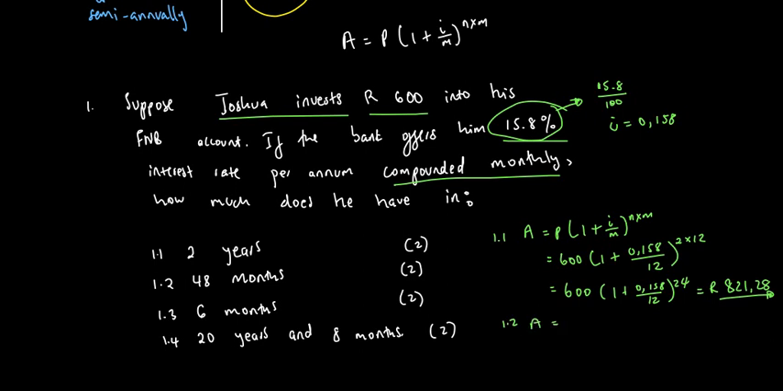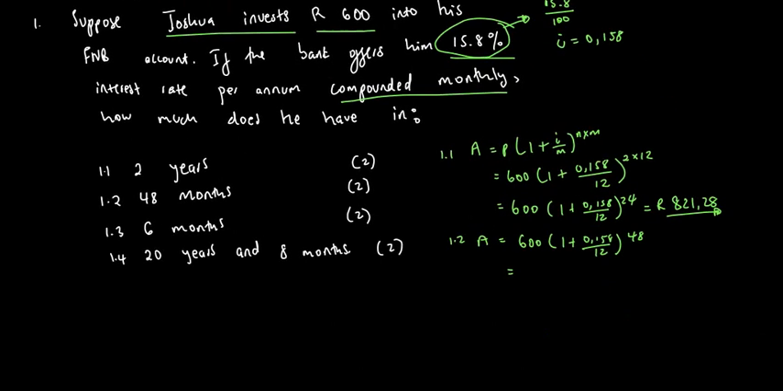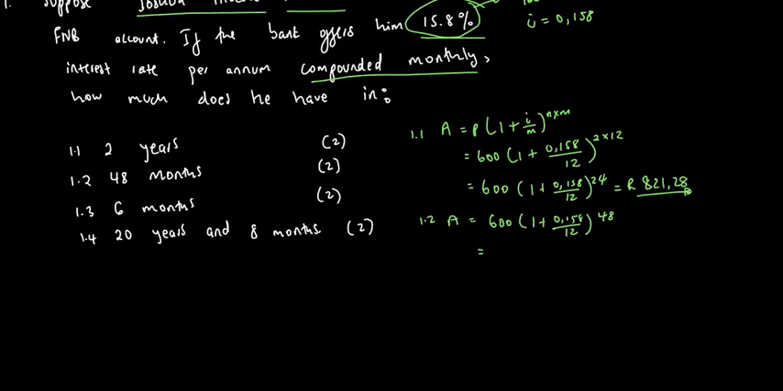Then second one. We already have the number of months, so there's no need of doing much. We just have to say 1 plus 0.158, you divide that by 12, then you say 48 here because it's already in months. So what do you get? 1,124.18. Yes, sir. All right, great.